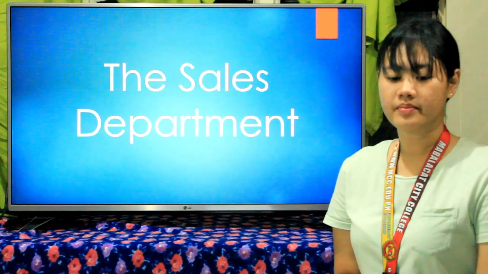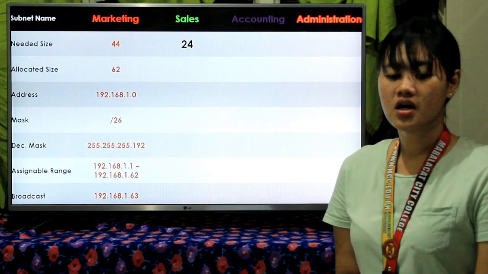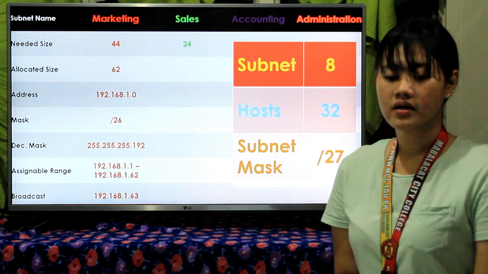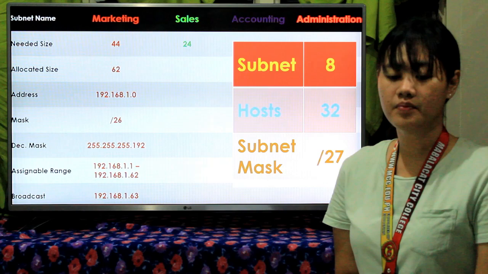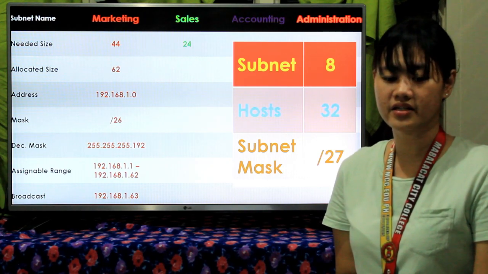Second is the sales department. It needed 24 hosts. Therefore, to look for its total hosts needed, it falls to 32 hosts. Then the allocated size is 30 because the two remaining hosts were used for the network ID and broadcast ID.